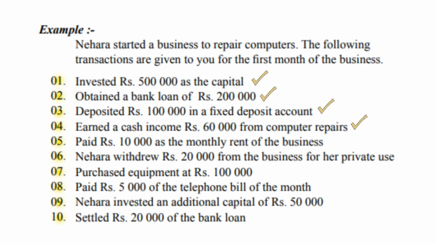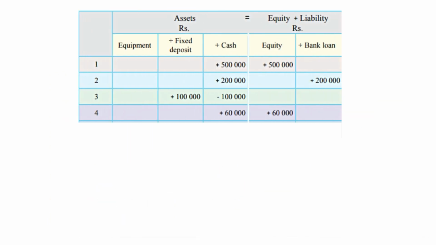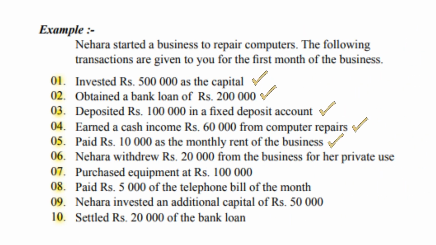Next one is earned a cash income of rupees 60,000 from computer repair. Here we are receiving cash of rupees 60,000 as income, so as you all know we have to add 60,000 in cash, and add 60,000 in equity. I hope you remember that I taught in the last video that income should be added to the equity and expenses should be deducted.